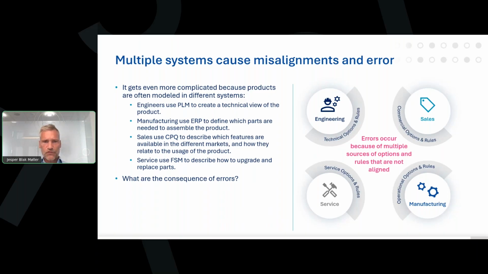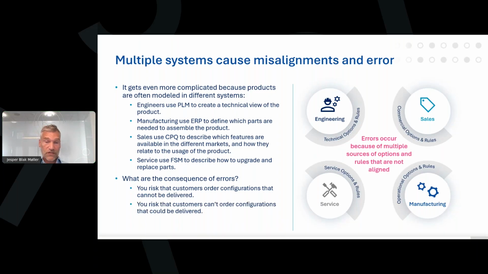And what happens if you don't get this right? Well, you risk that customers order configurations that you cannot deliver. You actually also risk that customers can't order configurations that you could deliver. And the consequence is, of course, that you effectively lose money, you waste a lot of time, and you destroy a good customer relation.